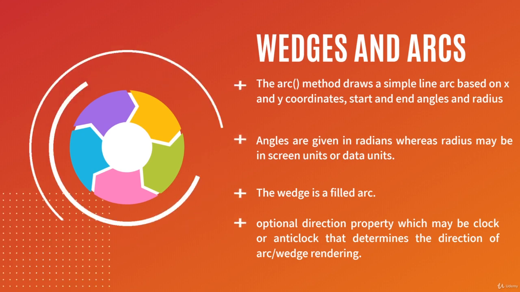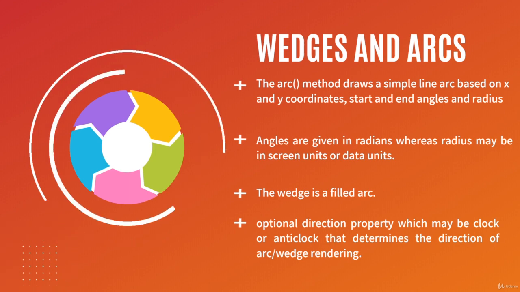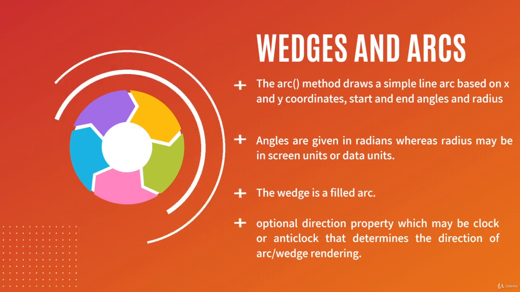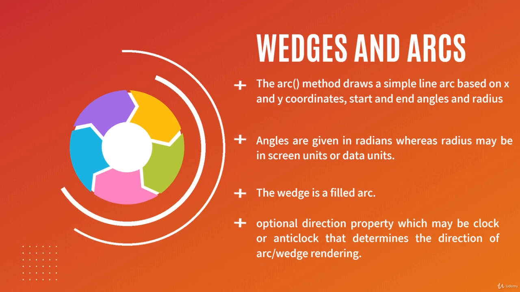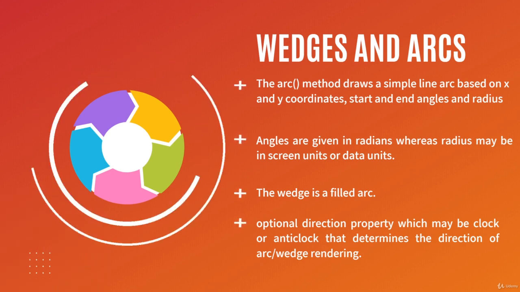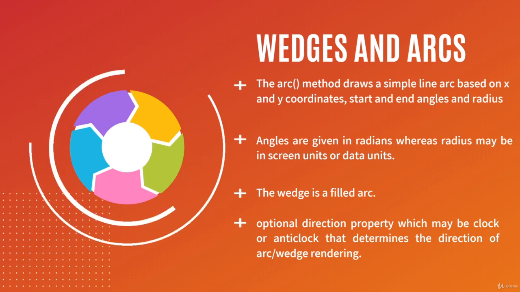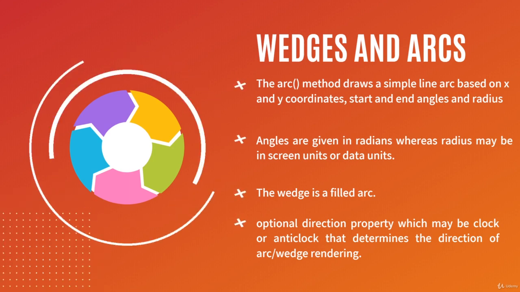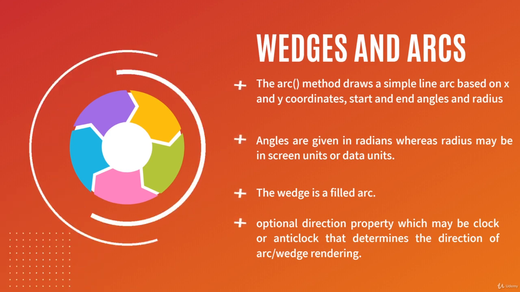So a wedge is basically a filled arc. If an arc is not filled, it's an arc. If it is filled, it's a wedge. As simple as it is. So the arc method draws a simple line arc. Again, you have to give x and y coordinates, and along with them you have to mention the start and end angle, and the radius, because without radius an arc is not possible. How much radius you want from the center is very important. What is the start angle of the arc and what is the end angle of the arc?